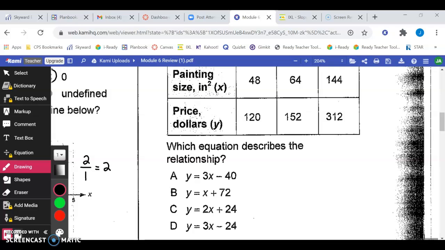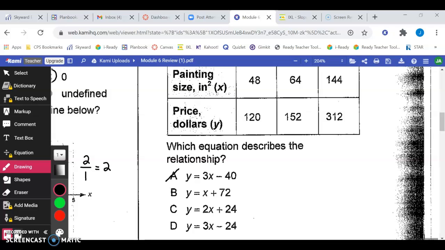So A is not going to work here. For part B, we're going to do 48 plus 72, and that is 120. So that could possibly be an answer. And then for C, we're going to do 2 times our x of 48 plus 24, and we get 120. So C also could work. And then for D, 3 times 48 minus 24 is also 120. So all that first ordered pair did was cancel out A. So we have 3 options still.